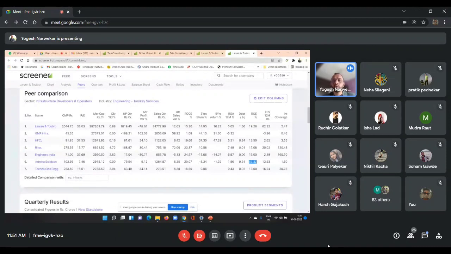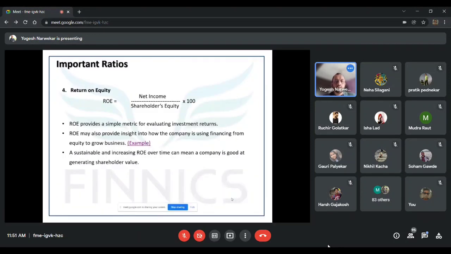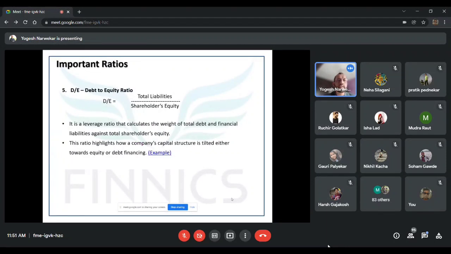We will need to see another ratio, and that will bring us to the next ratio of today's session. There is another one left. The fifth one is the debt to equity ratio. So what is the debt to equity ratio? It is total liabilities divided by shareholders' equity. So it is a leverage ratio. What do you mean by leverage ratio? It calculates the weight of the total debt and financial liabilities against total shareholders' equity. This ratio highlights how a company's capital structure is tilted either towards equity or debt. So how much the company is borrowing compared to the equity that it has is known by the debt to equity ratio.